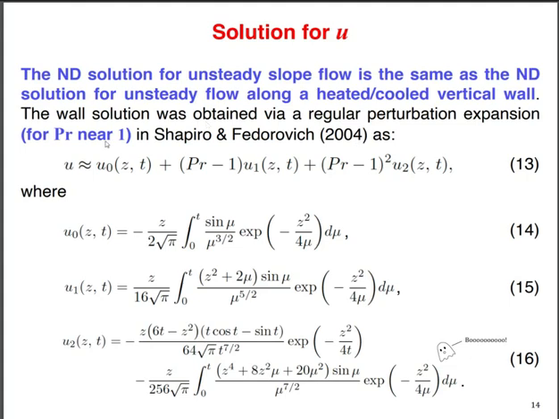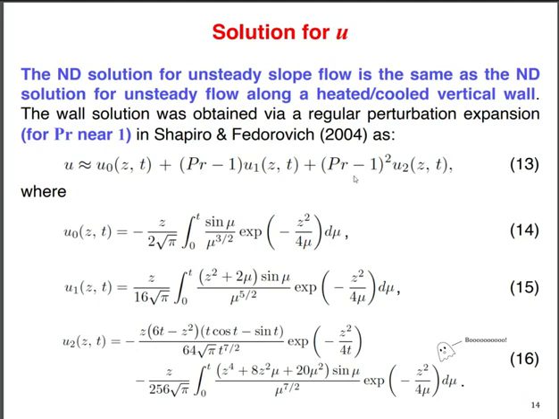Okay, so the formula for the wind in this case is actually composed of 3 parts. It's a series expansion in terms of a small parameter, the Prandtl number minus 1. And so this solution is constrained to be valid near a Prandtl number of 1. In fact, you get an exact solution when the Prandtl number is 1.